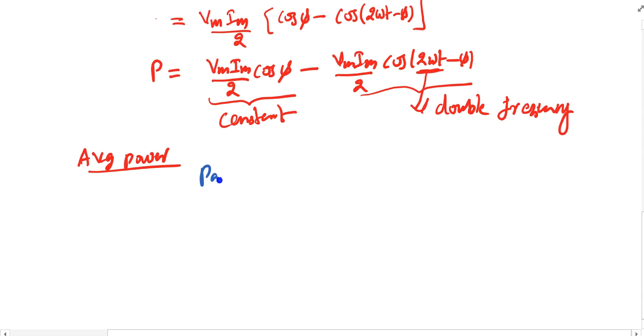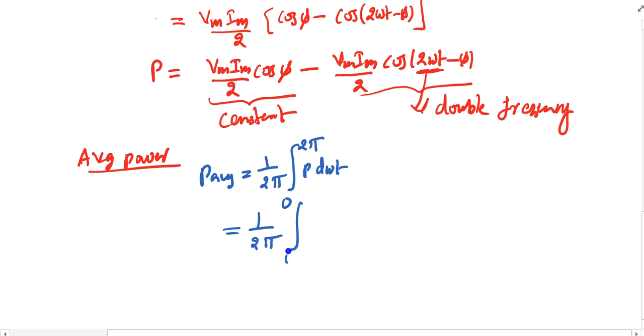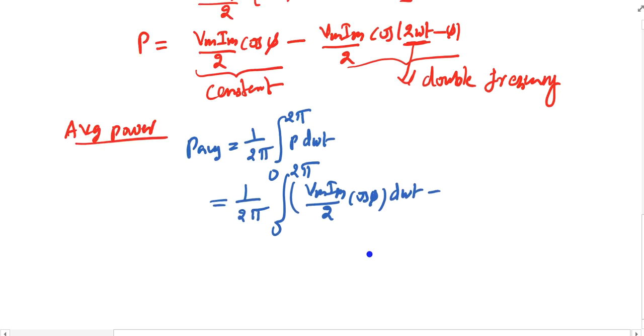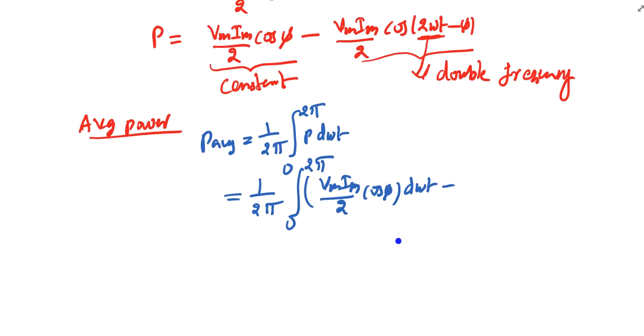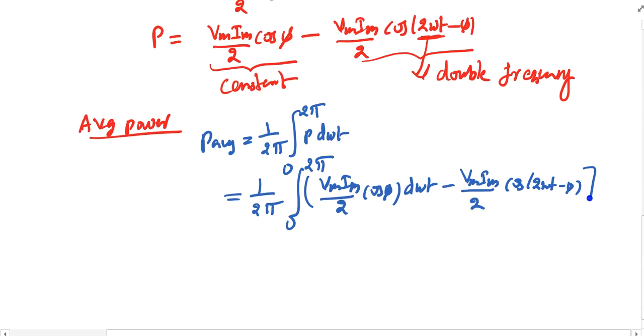So this average power you can calculate as 1 by 2 pi into the integration from 0 to 2 pi of p d omega t. So this is the equation. If we substitute these values here, 1 by 2 pi integration from 0 to 2 pi, this is Vm Im by 2 cos phi into d omega t, minus, and again Vm Im by 2 cos of 2 omega t minus phi. So this is what you are going to get, d omega t, something like this.